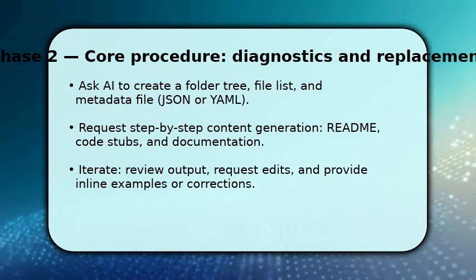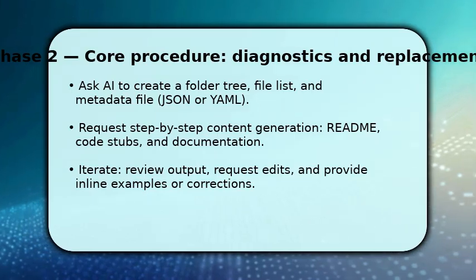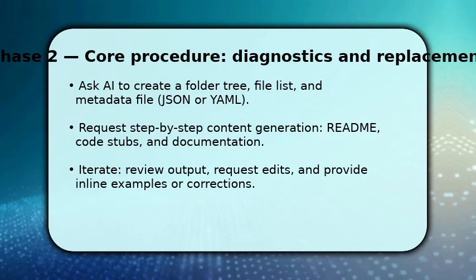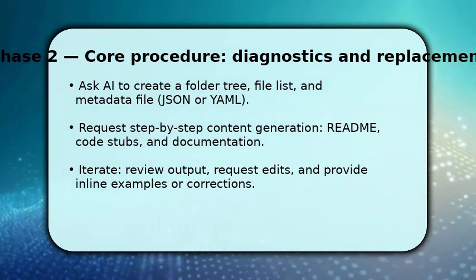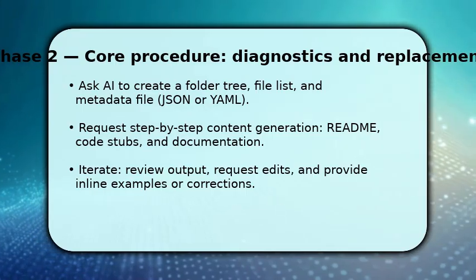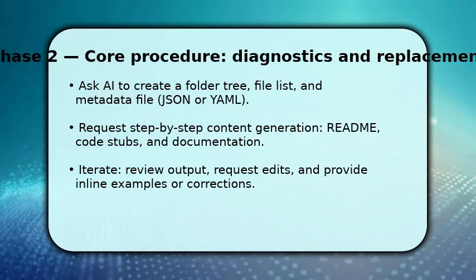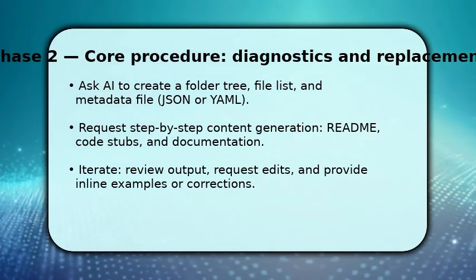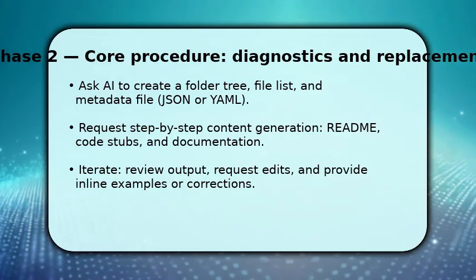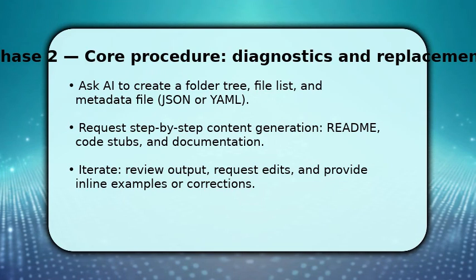Ask the AI to produce a folder tree, file list, and a metadata file in JSON or YAML so tools can parse it. Next, instruct it to generate the content, README with goals, code stubs or templates, and documentation sections that map to deliverables. Once you review the first pass, iterate, point out specifics, paste short examples, and request targeted revisions. Doing quick cycles refines structure and ensures each file matches your conventions and tooling.